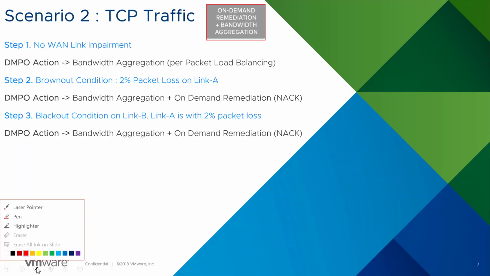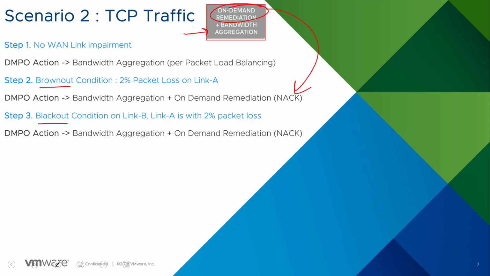TCP traffic, scenario 2. DMPO default action is bandwidth aggregation, and in case of brownout or blackout condition, it will be on-demand remediation. In on-demand remediation, it will do the negative acknowledgement. So let me explain here.